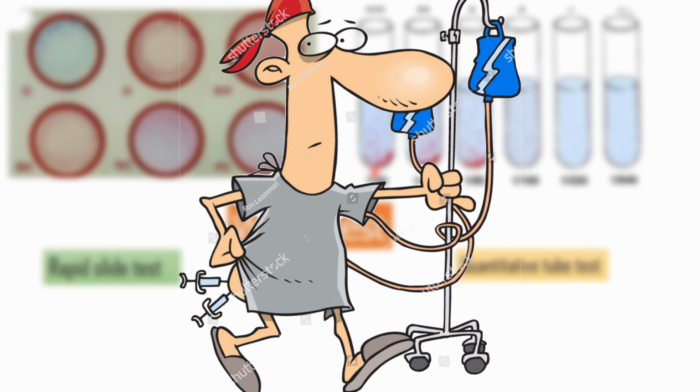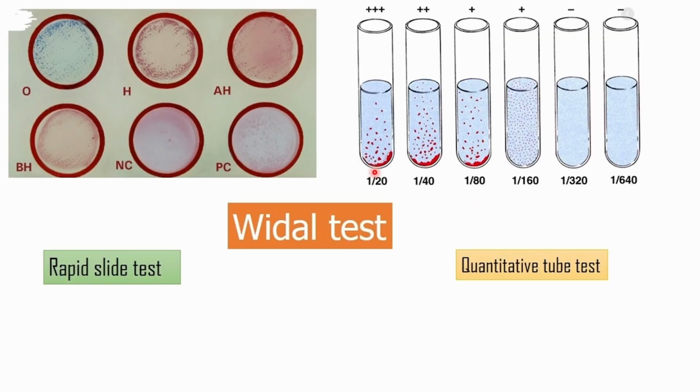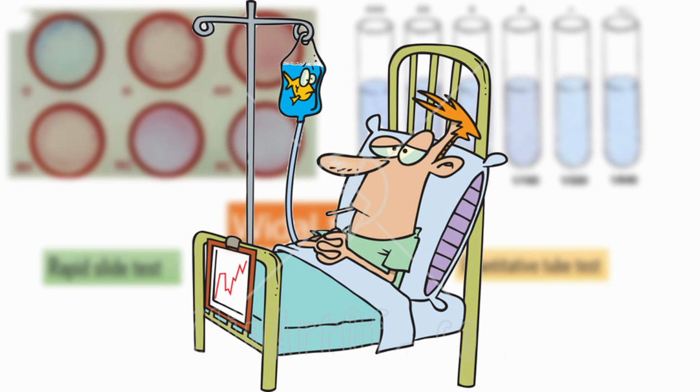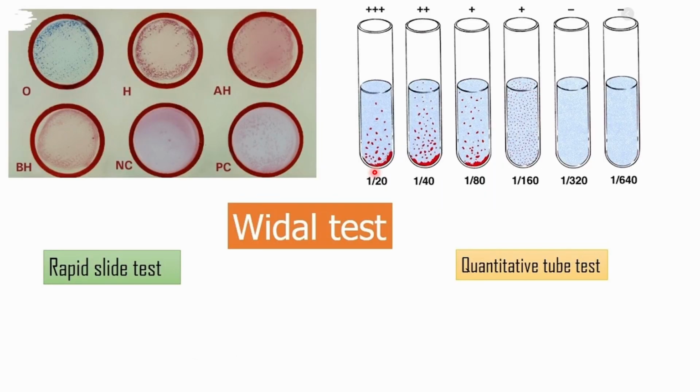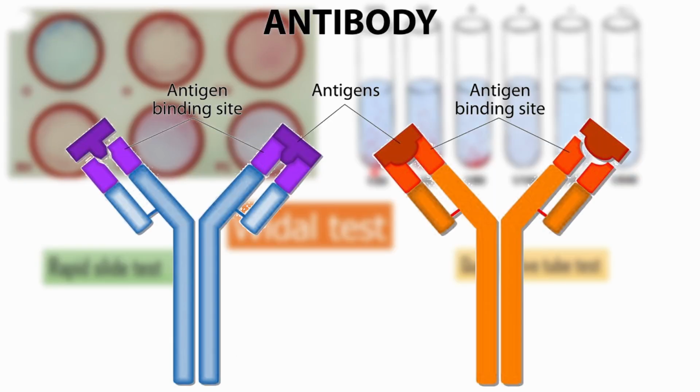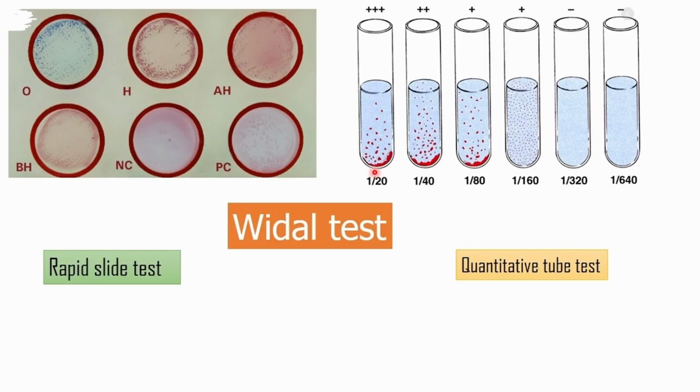Now, the patient already has the fever and the symptoms, and it has been 1 to 2 weeks. Within this 1 to 2 weeks, he might have developed antibodies against whom? Not against the dinosaur, but against the Salmonella typhi or the Salmonella paratyphi, whichever organism has infected him. So his body has developed antibodies against those bacteria.